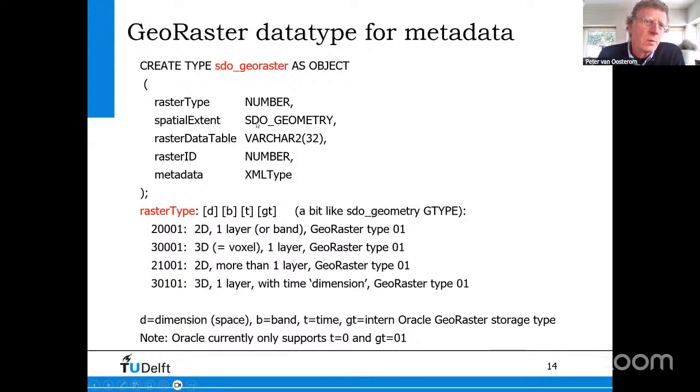Then there is a geometry that gives the complete extent of the raster object. Then there is the reference to the data table. That's the second table. So you store the name of the table in the third attribute. It has an identifier. And in the fifth attribute, you store XML organized metadata. Like, okay, who collected the image, what was the device being used, etc.